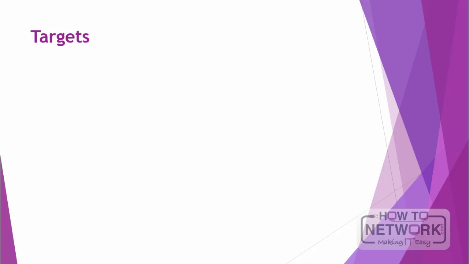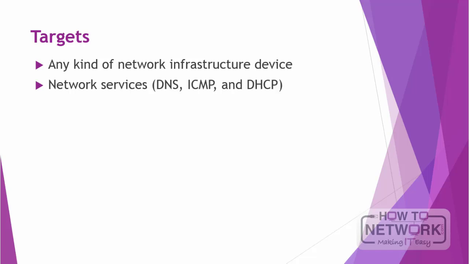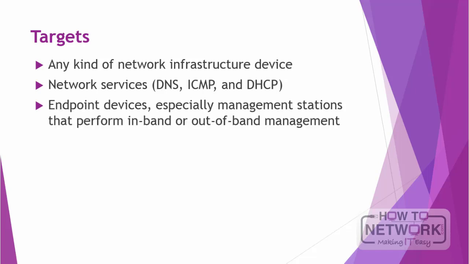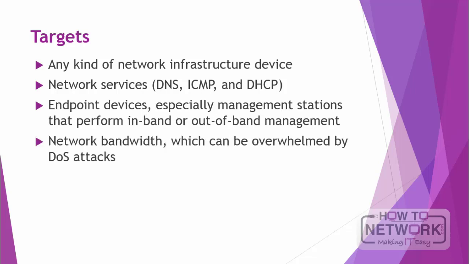The next thing we will concern ourselves with are the targets. What are the targets on the network? And this helps you develop a good security policy and posture. Targets on the network include the following: any kind of network infrastructure device such as a switch, router, security appliance, or wireless access point; network services such as DNS, ICMP, DHCP; endpoint devices, especially management stations that perform in-band or out-of-band management; and network bandwidth, which can be overwhelmed by denial of service attacks.